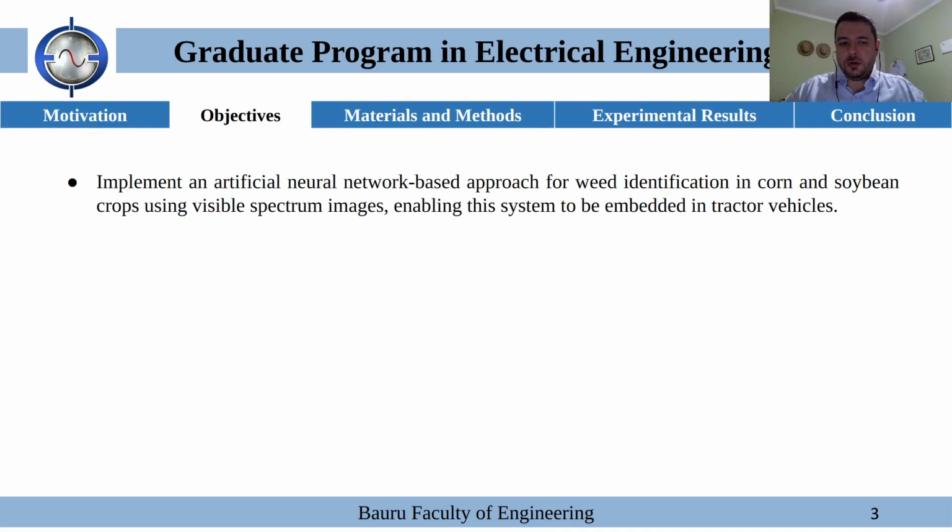Therefore, in this work, we use an artificial neural network application in order to identify weeds on corn and soybeans on visible spectral images, in order to further this research into embedded and tractor devices.